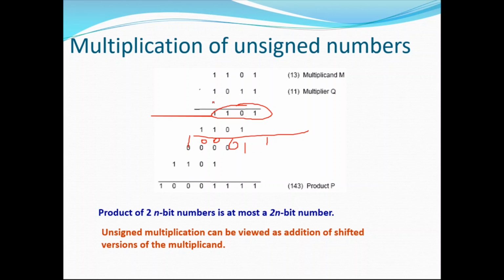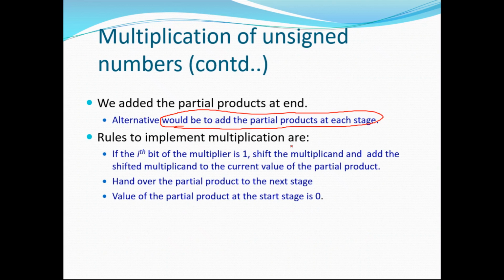Initially we can assume the partial sum as all zeros. Then at this stage the partial sum will be 0 plus 1 is 1, 0 plus 0 is 0, 0 plus 1 is 1, 0 plus 1 is 1. Like that, every time we can add to the partial sum. Alternatively, instead of adding the partial products at the end, we can add the partial products at each stage.